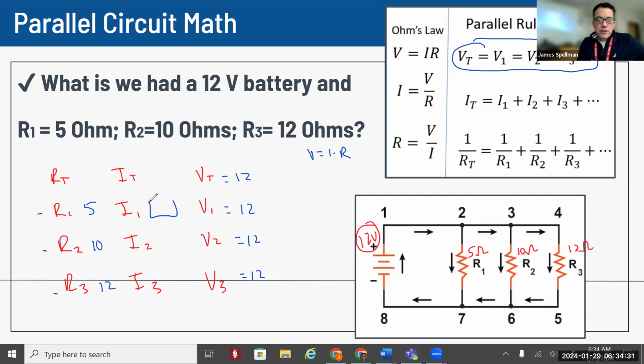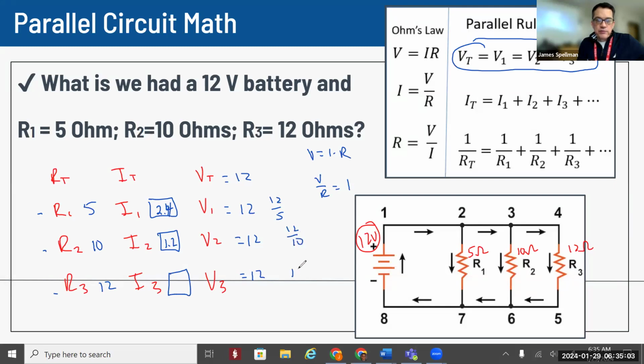So how do we get that number? Again, I'm going to need to rearrange my formula. So it's V over R equals I. So if I do 12 over 5, I'm going to get this number. We got 2.4. How do I get this number? V divided by R, 12 divided by 10. So it's going to be 1.2.